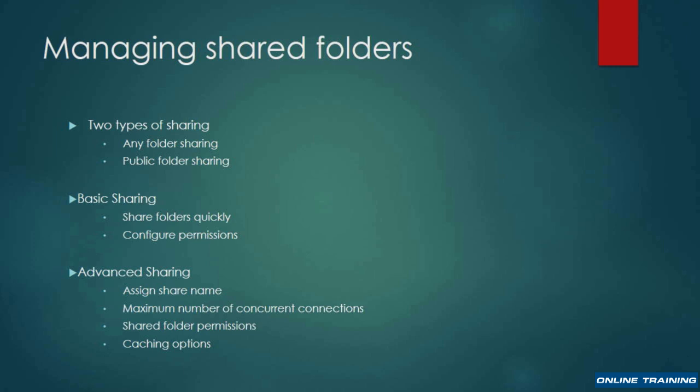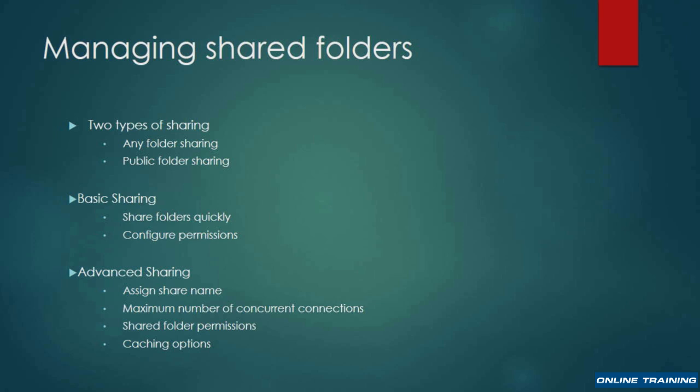So basic sharing allows me to share folders really quickly. It configures the permissions for me, and so you could just right click, I want to share with my home group, right click, I want to share with this particular user, and that's all that it really asks you. You can then choose if they can read or write, but it's a little drop-down box. It's not the permissions that we just saw.